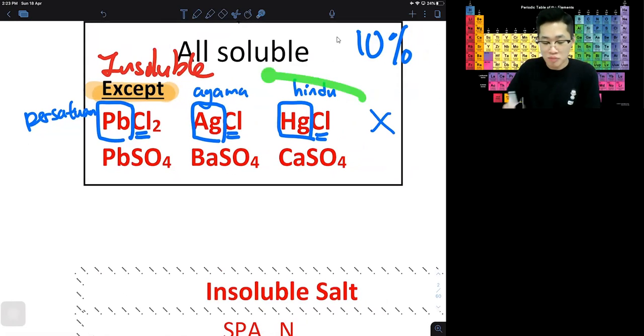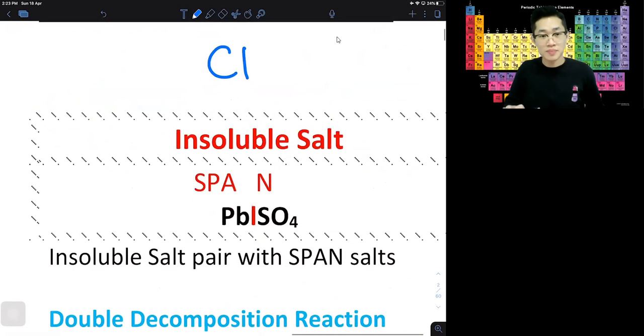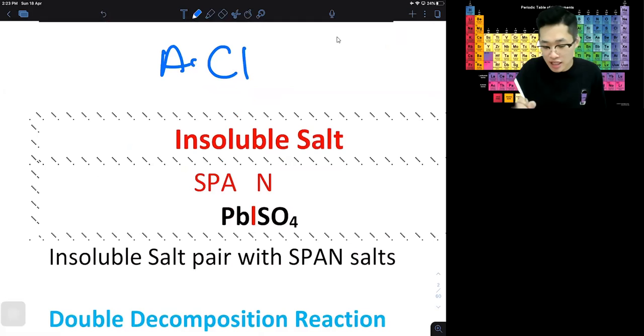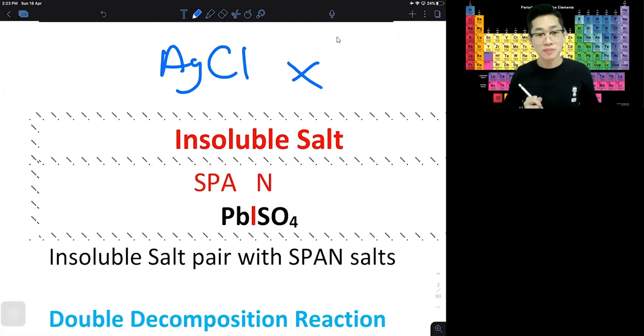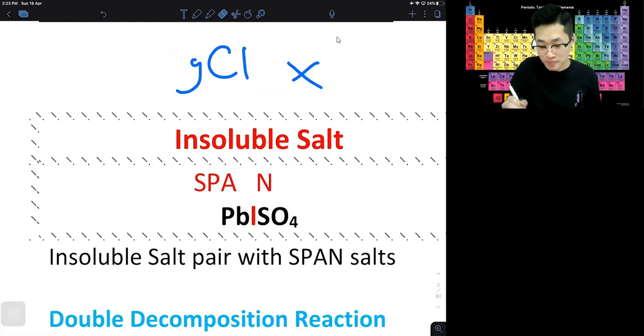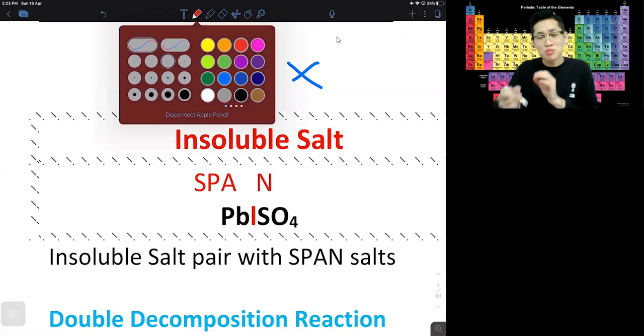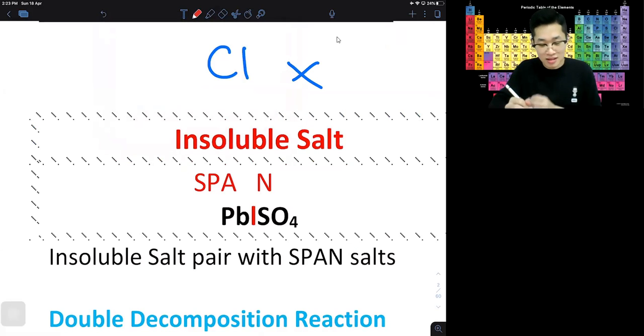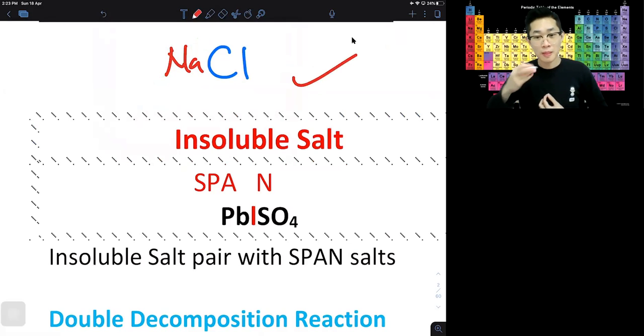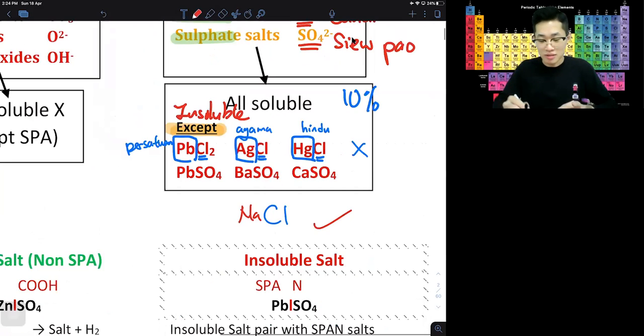Okay, by using this, it will be easier for you to remember. When they give you CL, roti canai, if it is paired with Persatuan Agama AG, then insoluble. Yeah, and then if we pair it with NA, you can check Persatuan Agama Hindu. Oh, not related. If it is not related, soluble. Okay, like that.